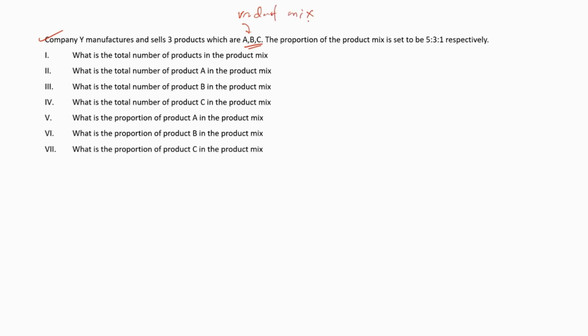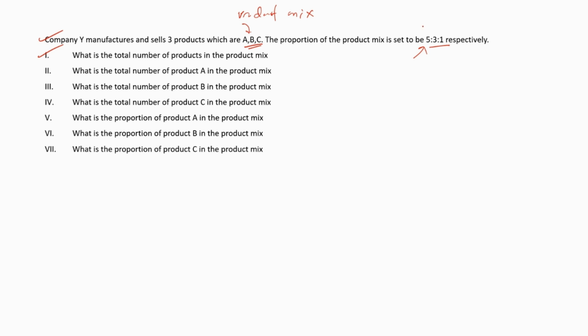This is because now there are more than one product. The proportion of the product mix is said to be 5 to 3 to 1 respectively. The first question is, what is the total number of products in the product mix? So how can we calculate this figure? In order to calculate this figure, we need the proportion of the product mix, which is 5 to 3 to 1.